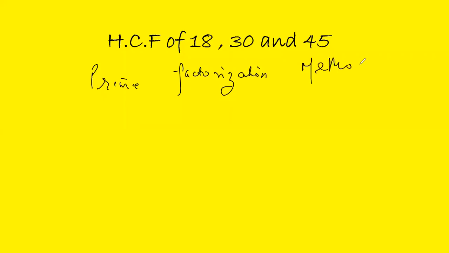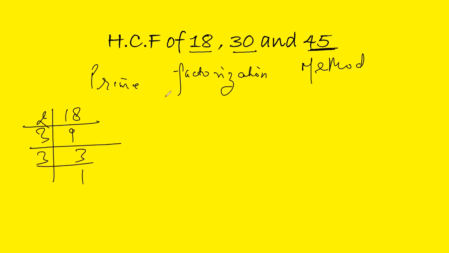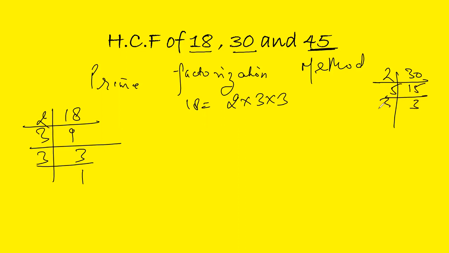Here we have three numbers: 18, 30, and 45. In the prime factorization method, we have to break each number into a product of prime numbers. Starting with 18, we can write 18 as 2 multiplied by 3 multiplied by 3. Similarly, for 30, the prime factorization is 2 multiplied by 5 multiplied by 3.